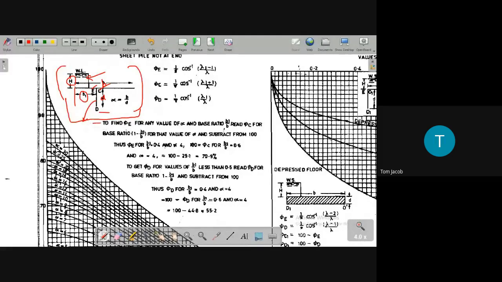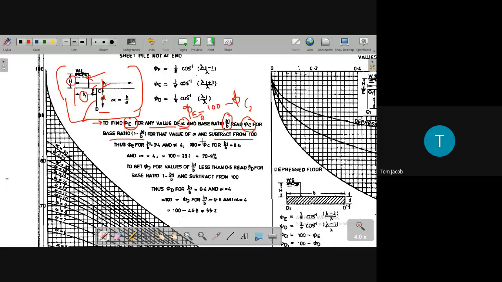Then let us look at the first statement. To find phi E for any value of alpha and base ratio B1 by B, you have to find out alpha and B1 by B first in case of intermediate file, and then to find out phi E, read phi C for base ratio 1 minus B1 by B and subtract it from 100. That is phi E equal to 100 minus phi C. Phi E2 equal to 100 minus phi C2 for our case.